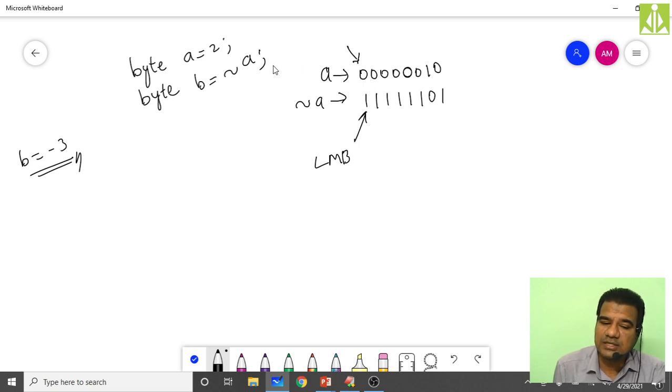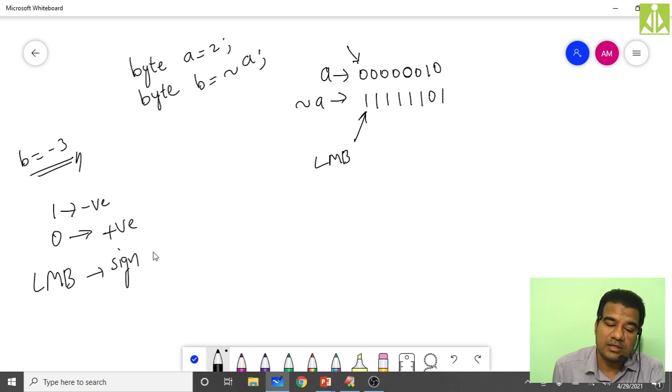So here if it is 0, it is a positive number. 2 we have represented as a positive, but when we performed the not operation, the value became negative. The reason is that the sign bit is 1. If the sign bit is 1, it is a negative value. If the sign bit is 0, it is a positive value. And what is the sign bit? The LMB, the leftmost bit, is the sign bit. Remember this one, sign bit.